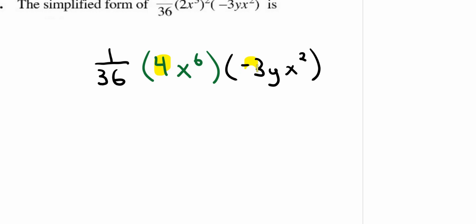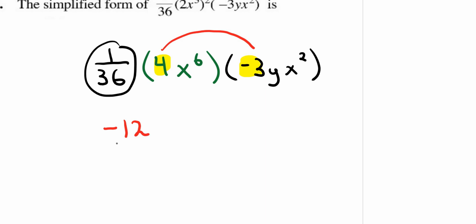What's 4 times negative 3? Well, 4 times negative 3 is going to be negative 12. And then we have this 1 over 36. So I can put the 36 here on the denominator. And then we'll simplify that on the next step. And then we have x to the power 6 and x to the power 2. So 6 plus 2 is going to be 8. So x to the power of 8. And then I have the single y there.